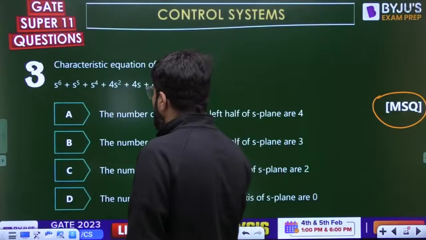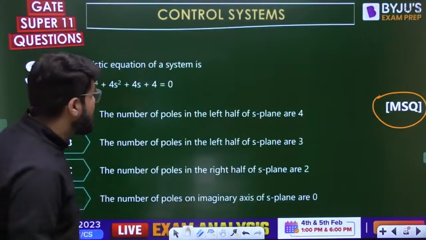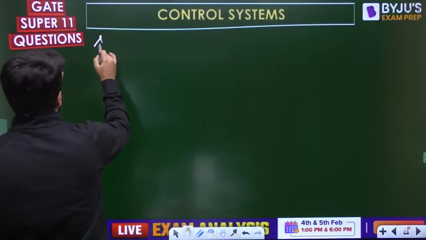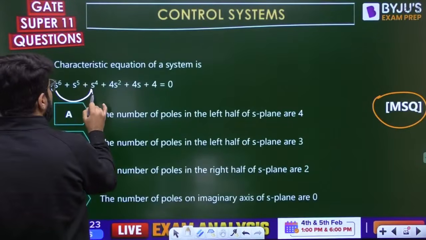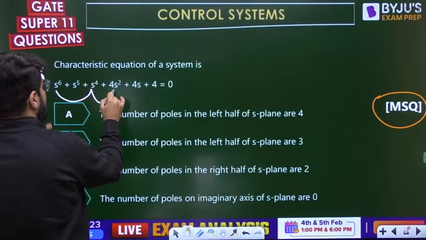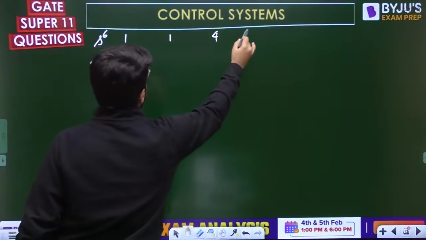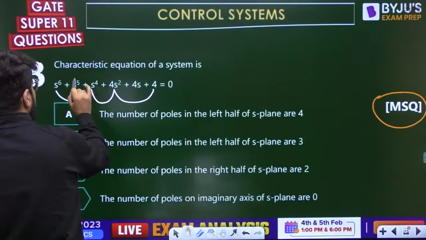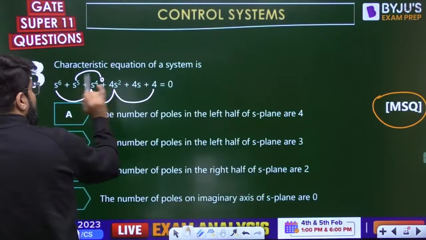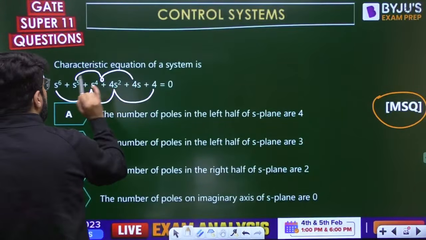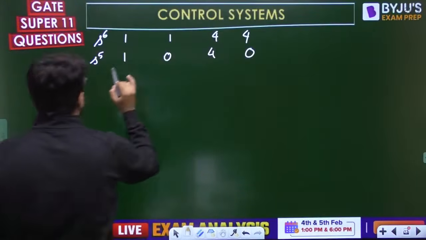So first of all, number of poles in LHP, RHP, and imaginary axis, we have to find using the RH criterion. So let us start building the RH table. The first row is S power 6 and the second is S power 5. S power 6: 1, 1, and then for S square, look into the even coefficients only: 1, 1, 4 and 4. And S power 5: 1 and then 0, with 0 in between, and all odd coefficients you have to take. Then 4. So 1, 0, 4, 0.